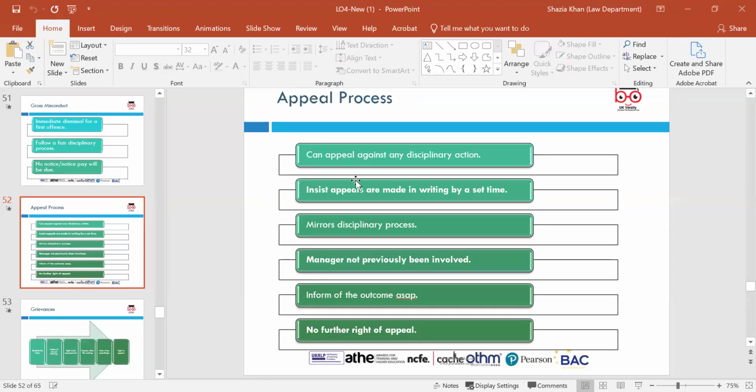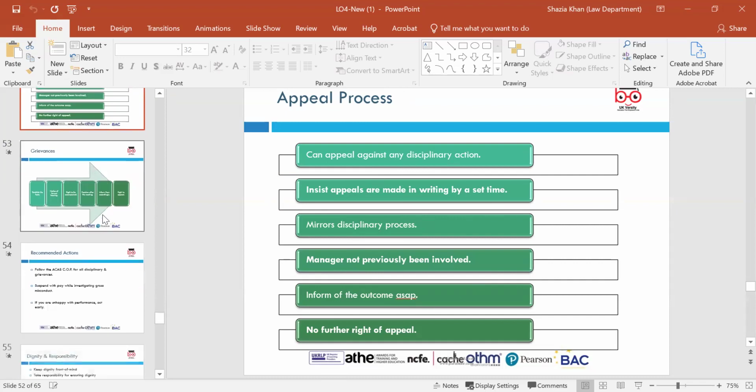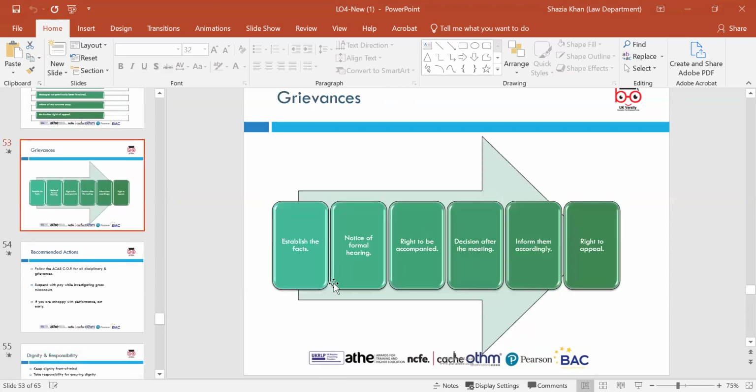The appeal process: you can appeal against any disciplinary action. Insist appeals are made in writing by a time limit. It mirrors the disciplinary process, with a manager who has not previously been involved, and you inform them of the outcome as soon as possible, and there's no further right of appeal. In grievances, you have to establish the facts, give notice of a formal hearing, and you should have the right to be accompanied, as we mentioned. After the meeting, inform them of the decision accordingly, and the right to appeal.